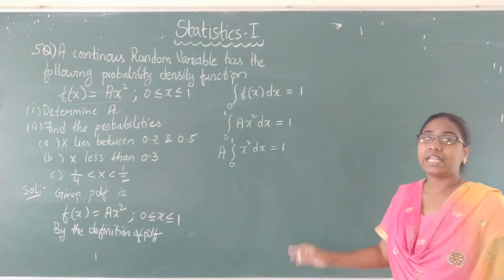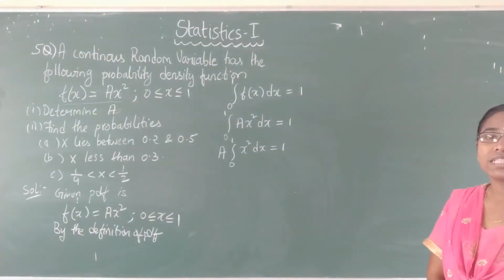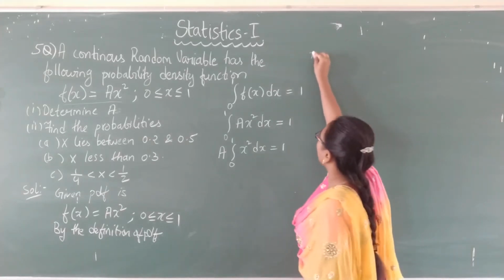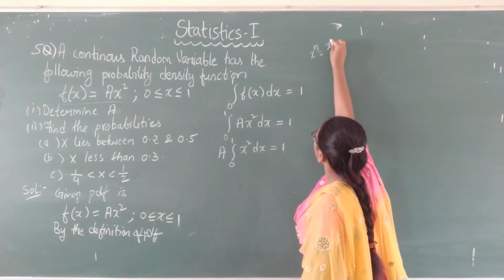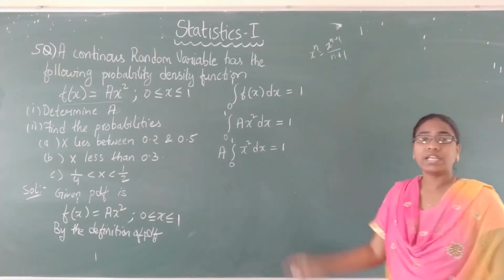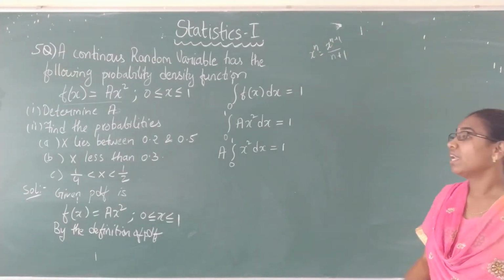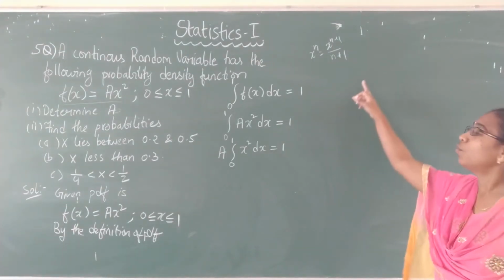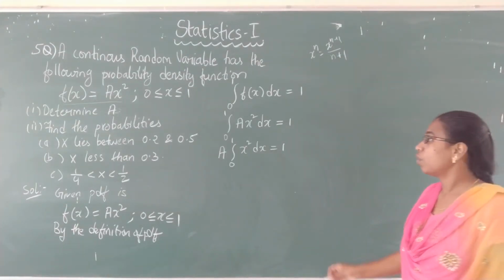So we know the integration formulas, right? What is the integration of x square? Integration of x power n will be x power n plus 1 by n plus 1. So here x square integration will be x power 2 plus 1, that is x cube by 2 plus 1, which is 3.